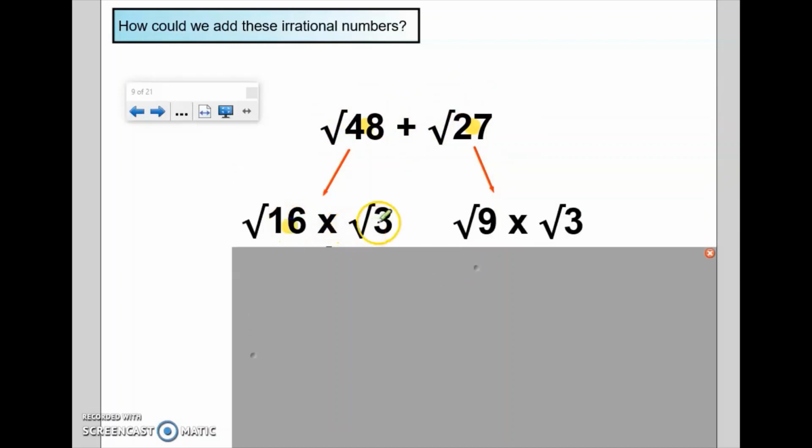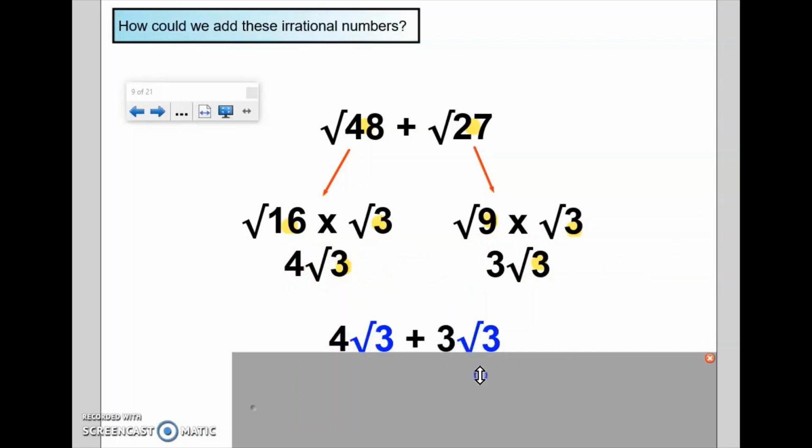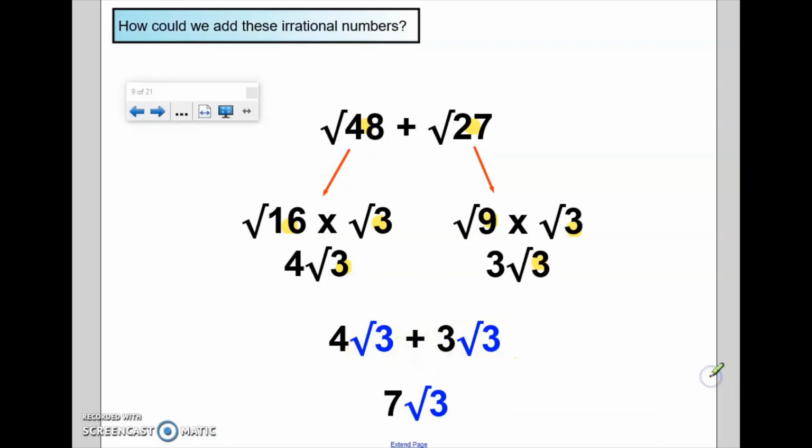So I've split that into 16 and 3, 16 being the square number. I've split that into 9 and 3, 9 being the square number. When I go ahead and simplify that, I now have a 3 under this square root sign and a 3 under this square root sign. Now it's a straightforward addition. 4 root 3 plus 3 root 3, we treat it like algebra. So if that said 4x plus 3x, we would know that the answer is 7x. So we treat it as algebra. 4 root 3's add 3 root 3's is going to give me 7 root 3's.